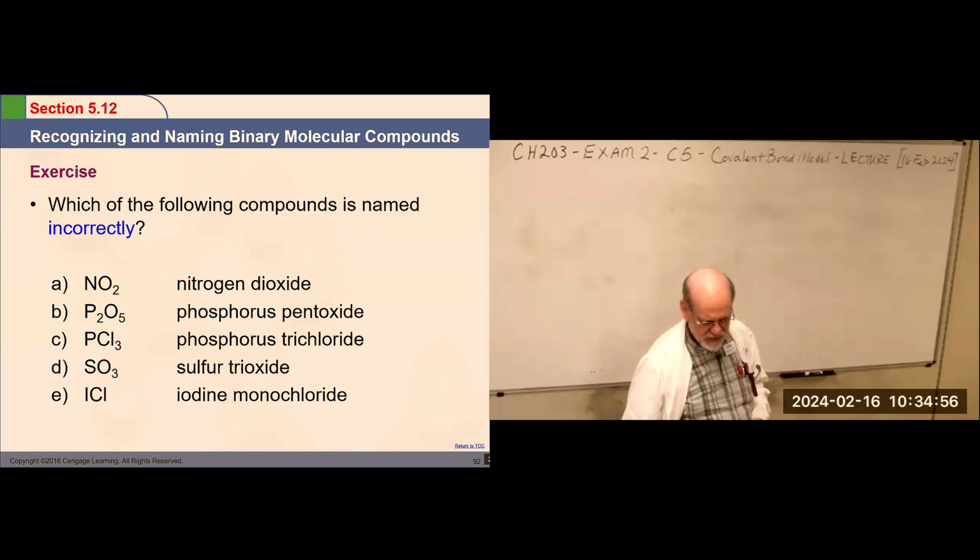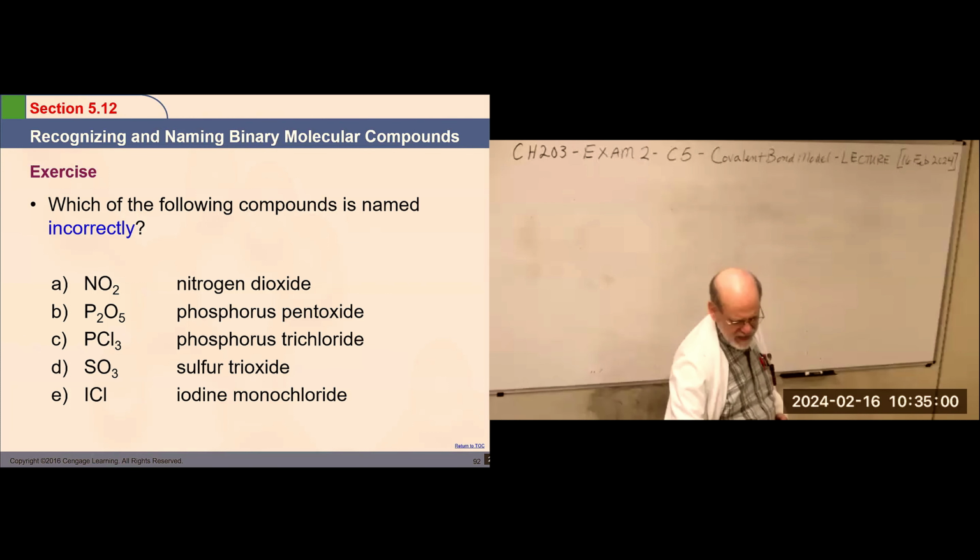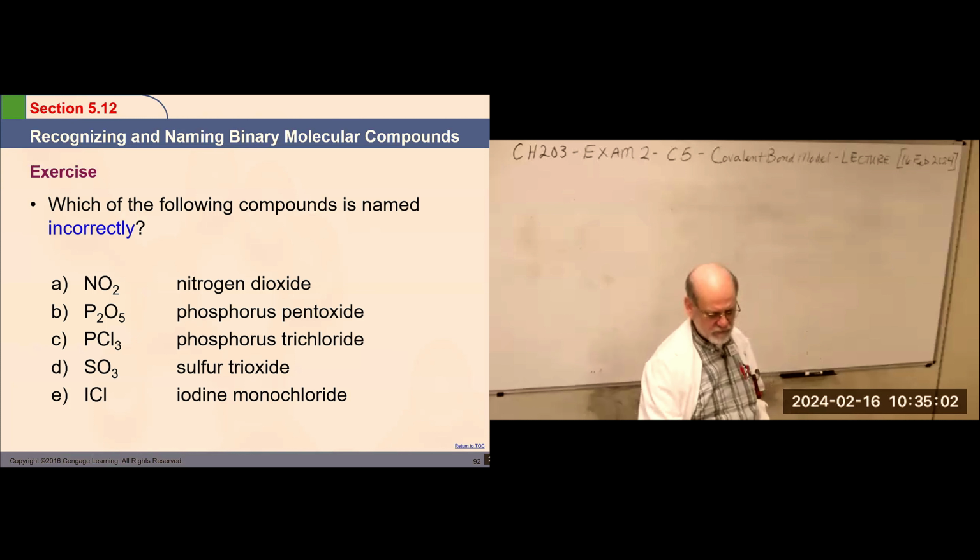Which one is named incorrectly? We did this one before, I think. The top one, nitrogen dioxide, that's true. Phosphorus pentoxide, B is wrong. It's diphosphorus pentoxide. Phosphorus trichloride is true. Sulfur trioxide is true. Iodine monochloride is true. So there's the bad one right there.